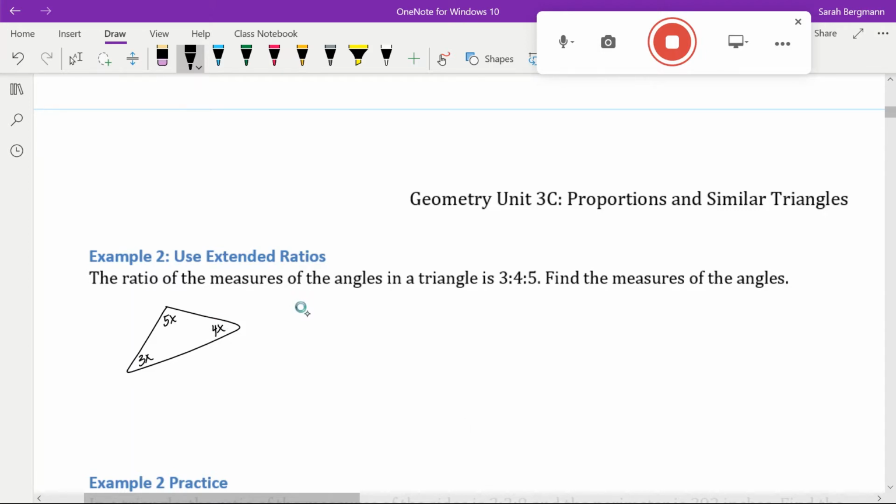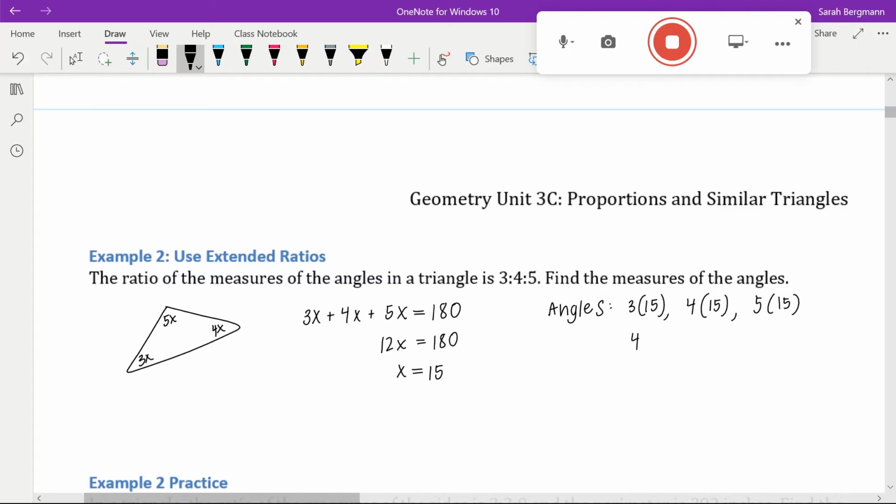Now, I know that the angles of a triangle must add up to 180 degrees. So I'm going to take these three angles and make sure that they add up to 180. I'll combine my like terms to get 12x, and then divide by 12 on both sides to get x equals 15. It asks me to actually find the angle measures though, so I need to go ahead and plug x back in. So I have the angles are 3x, so 3 times 15, 4x, 4 times 15, and 5x, so 5 times 15.